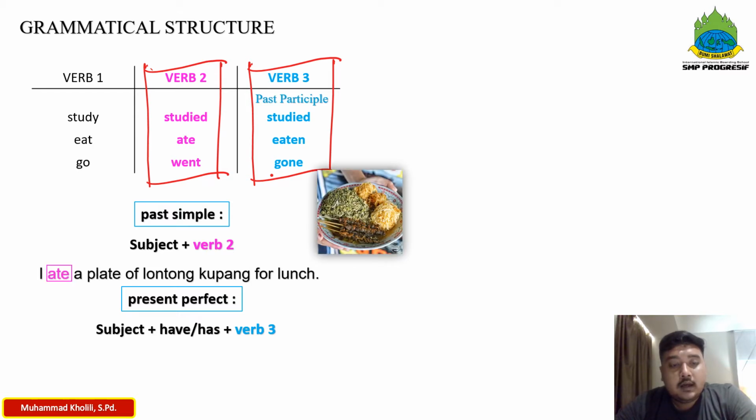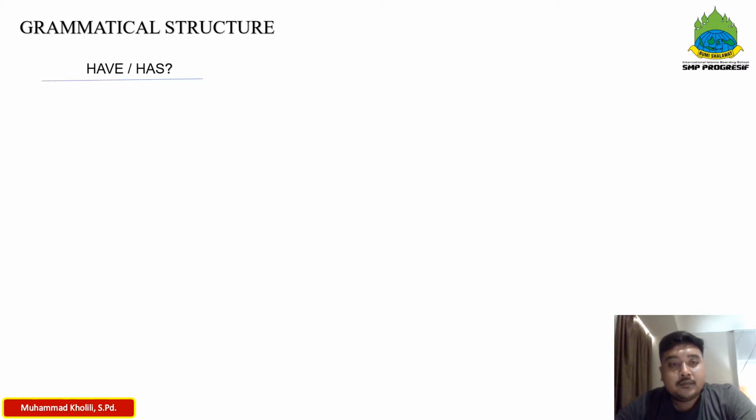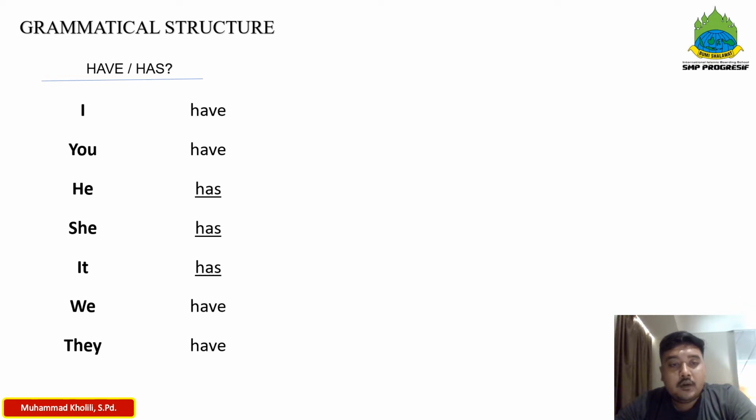For example, I ate a plate of lutung kupang for lunch. Present perfect example: I have eaten a plate of lutung kupang for lunch. Have or has depends on what the subject is. If you use the subjects I, you, we and they, you should use have. But for the subjects he, she, and it, you should use has.